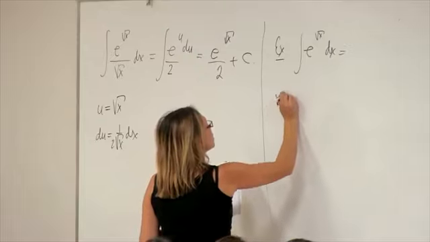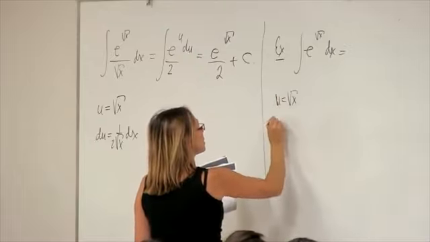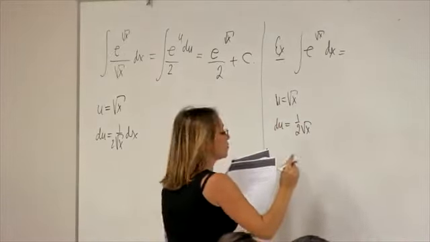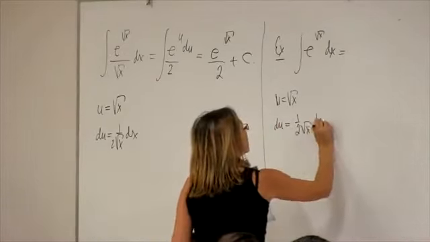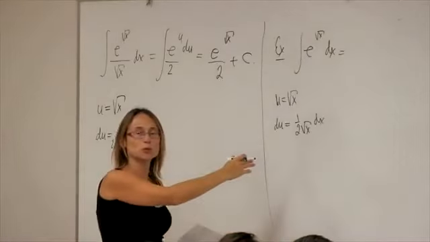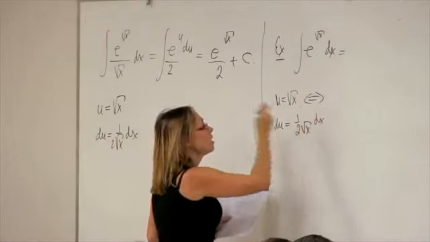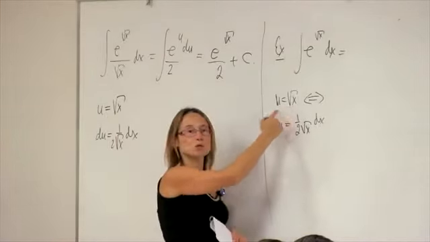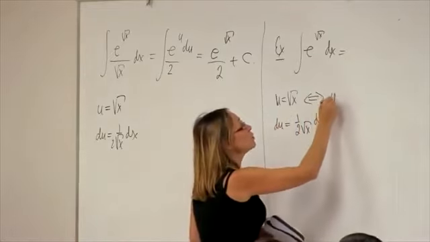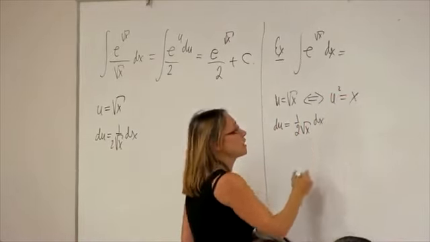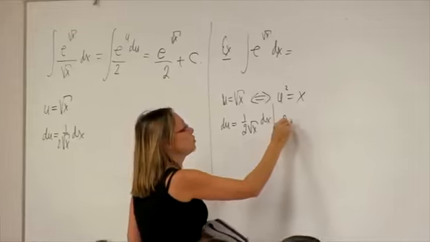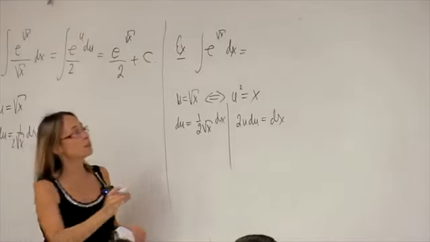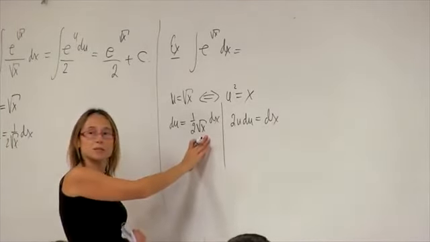So u is square root of x, dx. So we're kind of stuck, right? We don't know what to do. Another way of handling this, sometimes when we have square roots, is to square this definition. So we have u squared equals x. Okay? So this gives me 2u du equals dx. This is a little bit nicer, although it's the same thing, if you think about it.